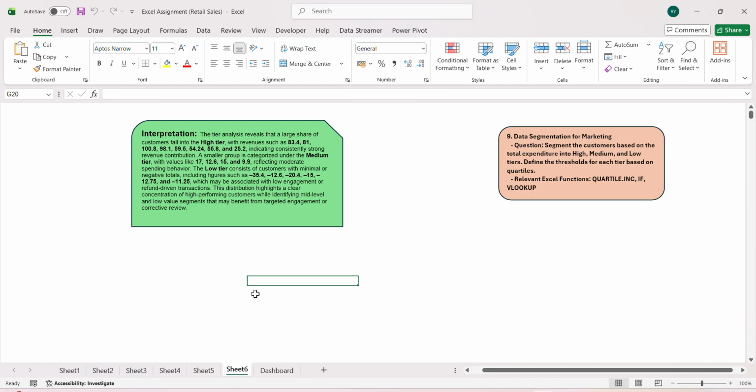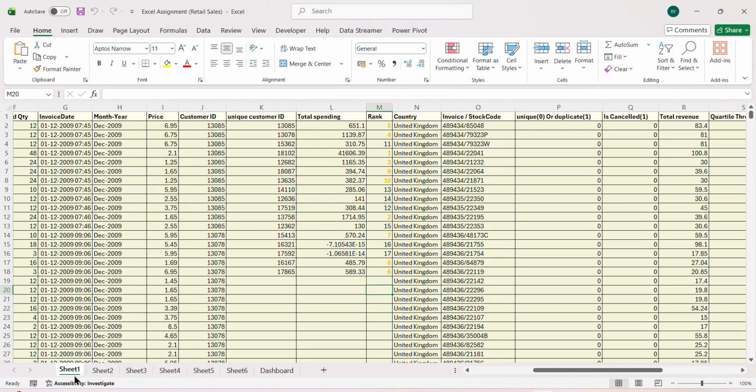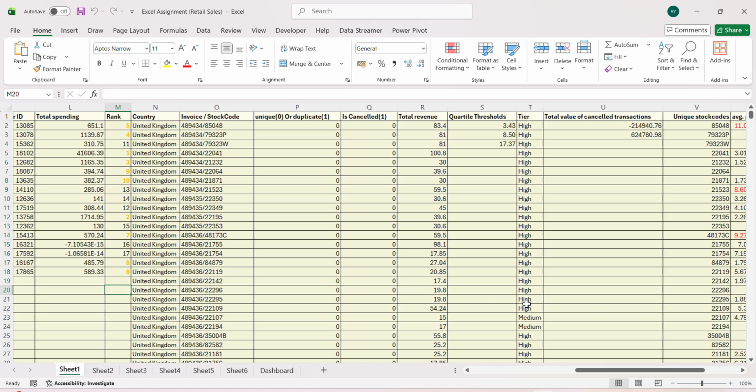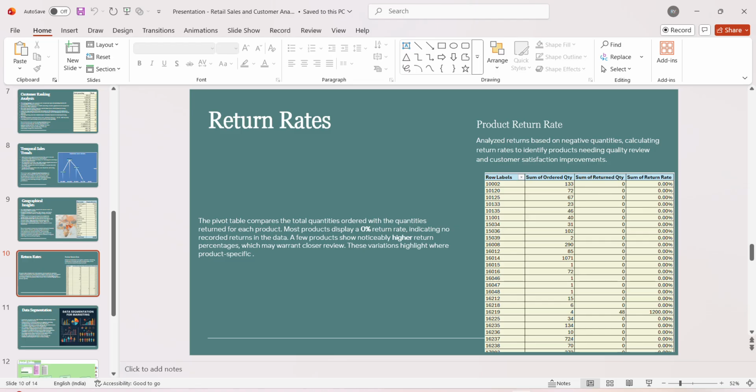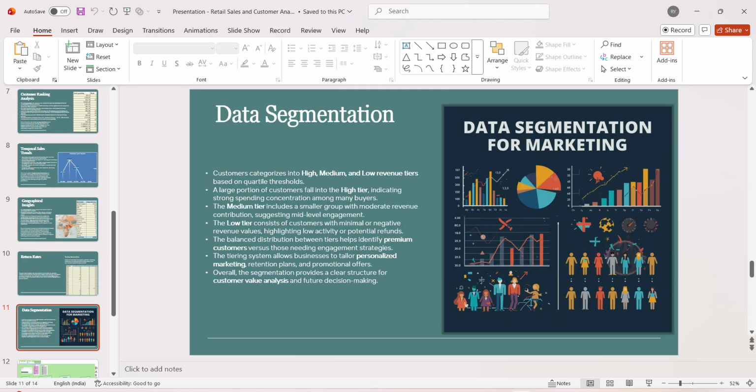The second last question is data segmentation for marketing. We need to segment the customers based on total expenditure into high, medium, and low tiers, and define the threshold for each tier based on quartiles. So here I have already created the tiers as per the quartile thresholds. Let's look at the interpretation of it.